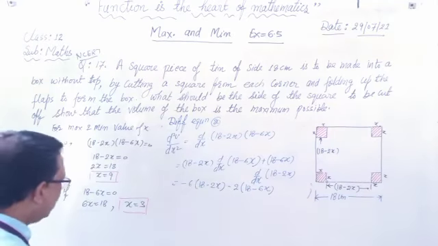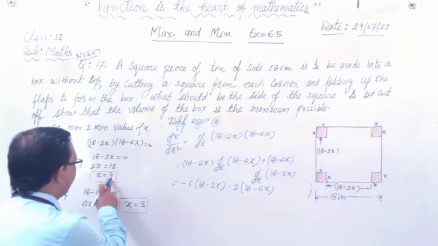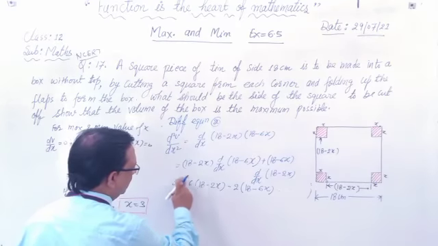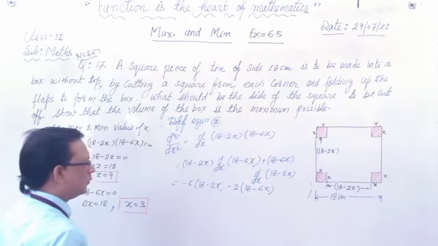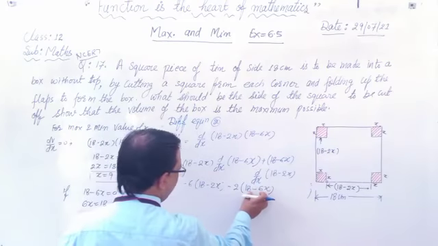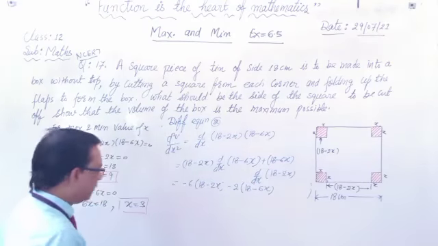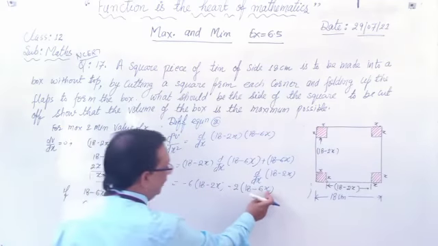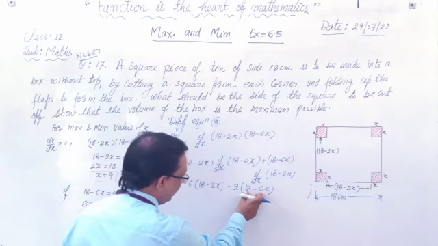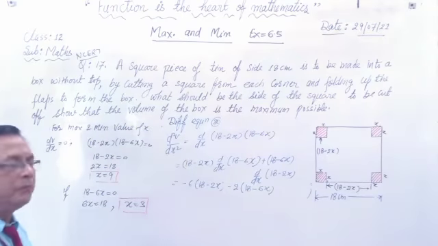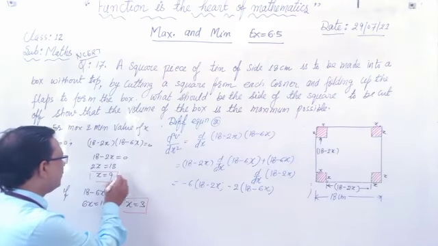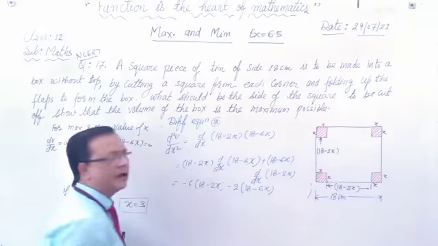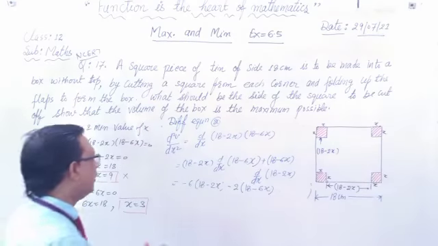Now student, if we substitute 9 here, we see that this part becomes 0 and this part becomes positive. If we substitute 9 here, 18 minus 18 is 0. And 9 into 6 is 54, and this is negative, this becomes positive. So x is equal to 9 is neglected, because at x is equal to 9 we see that our derivative is positive.